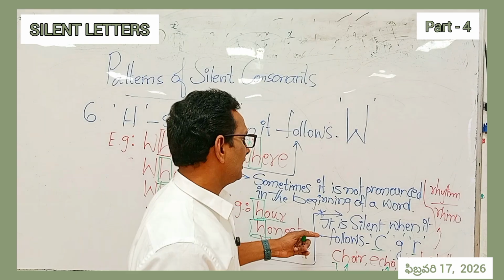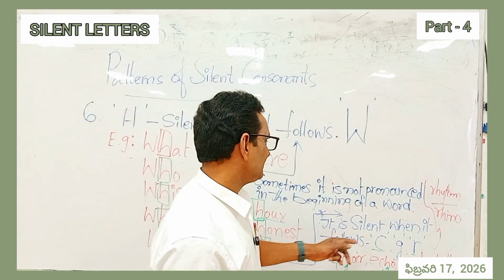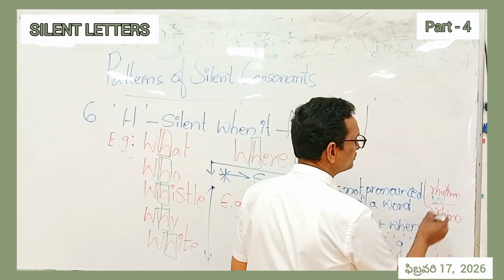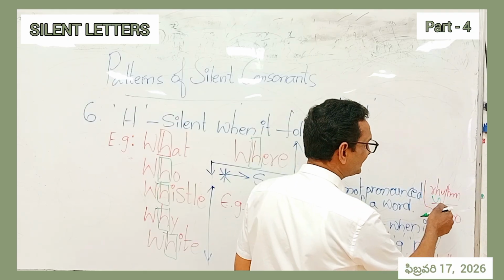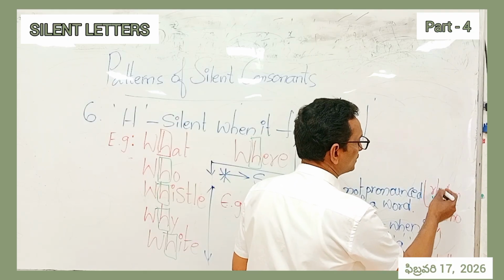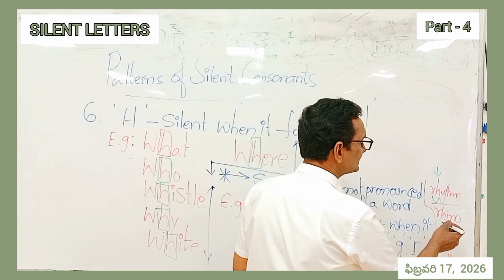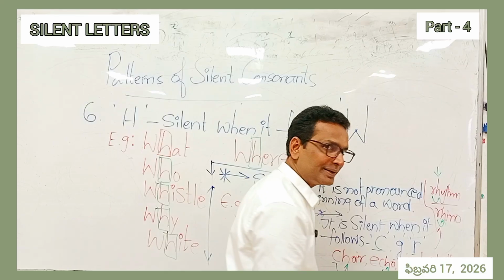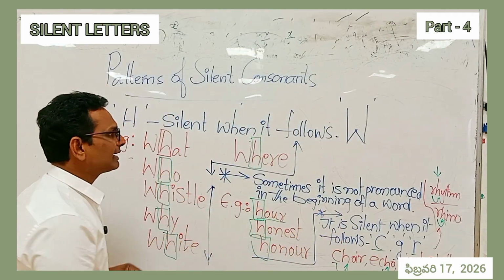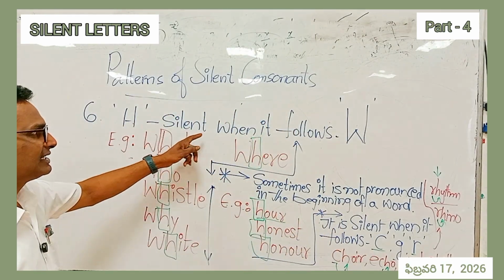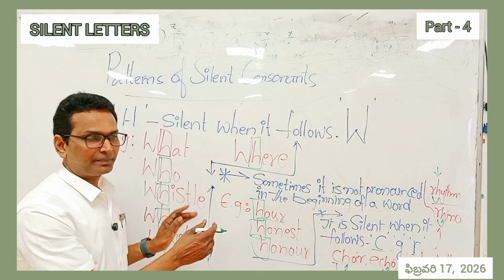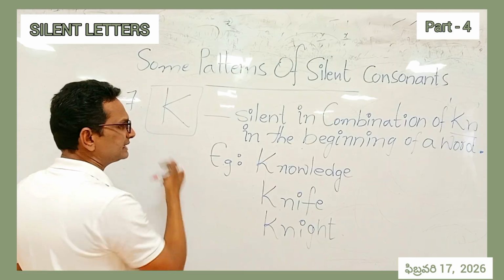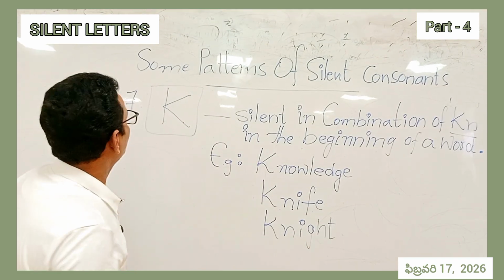And again, it is silent when it follows R. For instance, R is present in RHYTHM. We usually pronounce it wrongly, but H is silent here. In this example, RHINO, H is silent. From these examples, we understand H is silent in different words under the patterns of silent consonants. This is the seventh point.